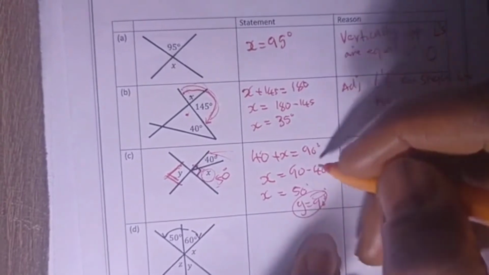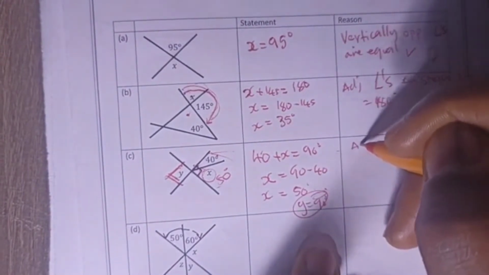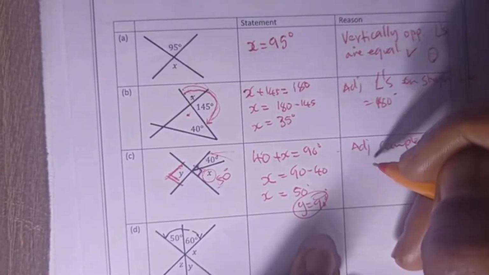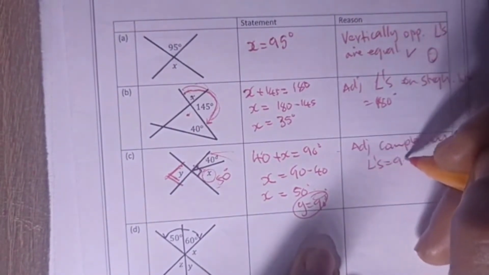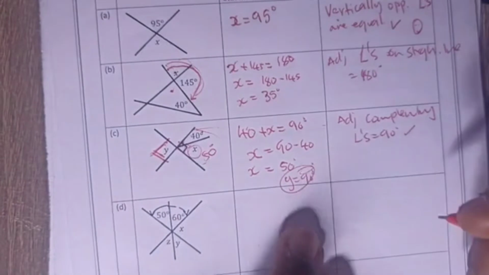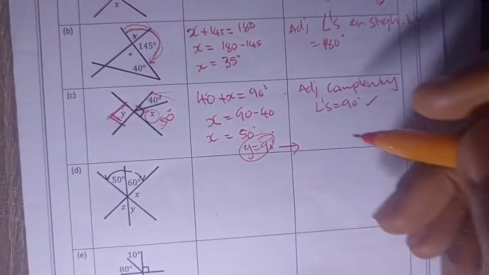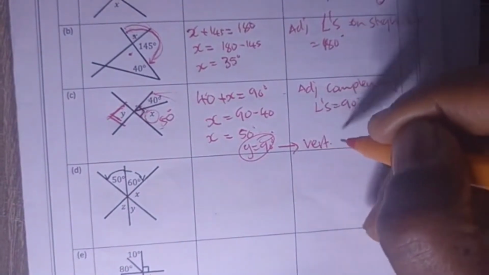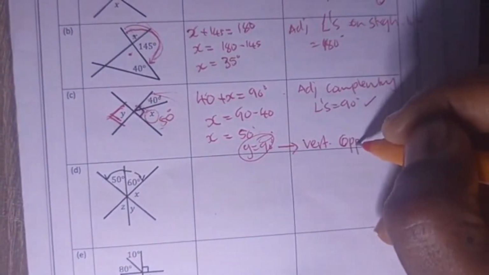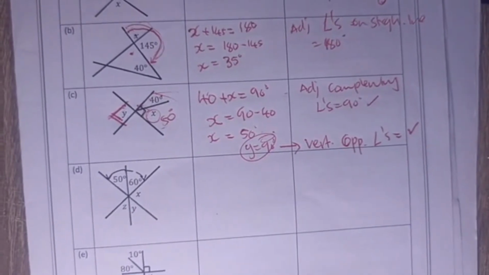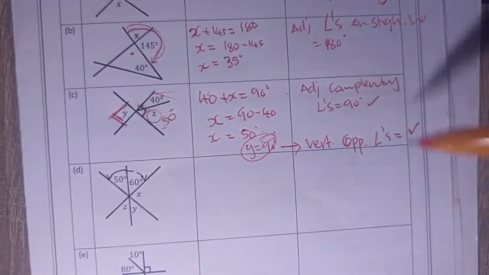So the first reason will be adjacent complementary angles, because they add up to 90. Angles equals to 90. That's number one. Number two, what is the reason for y? Vertically opposite angles are equal. Sharp. You see, every statement goes with its reason.